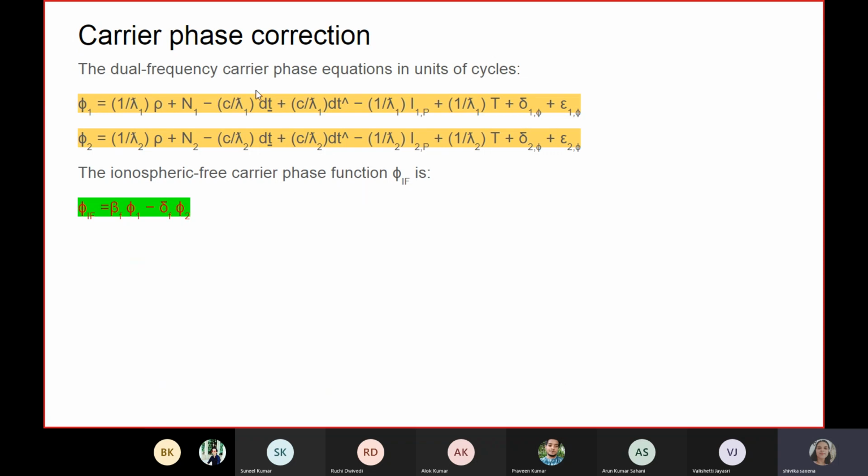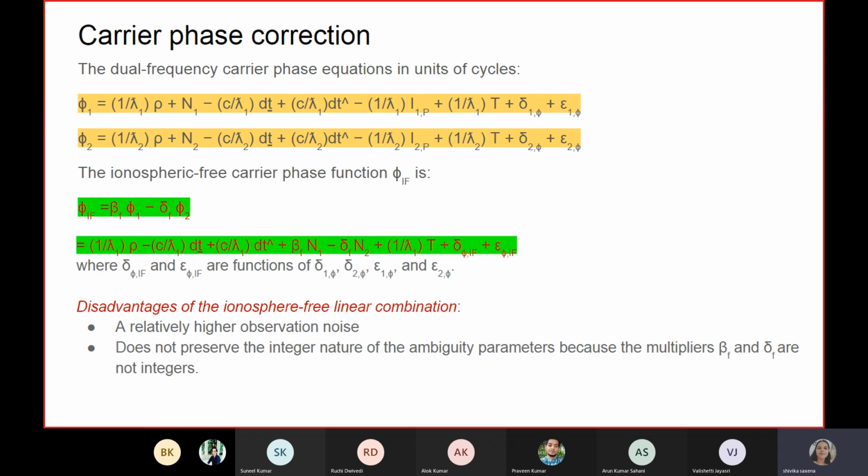So what type of linear combination will you make? Here an example is given to arrive at an ionospheric free carrier phase function phi IF. IF stands for ionospheric free. You can multiply beta f to phi 1 minus delta f into phi 2. When you try to solve this, you can arrive at this ionospheric free carrier phase function phi IF.